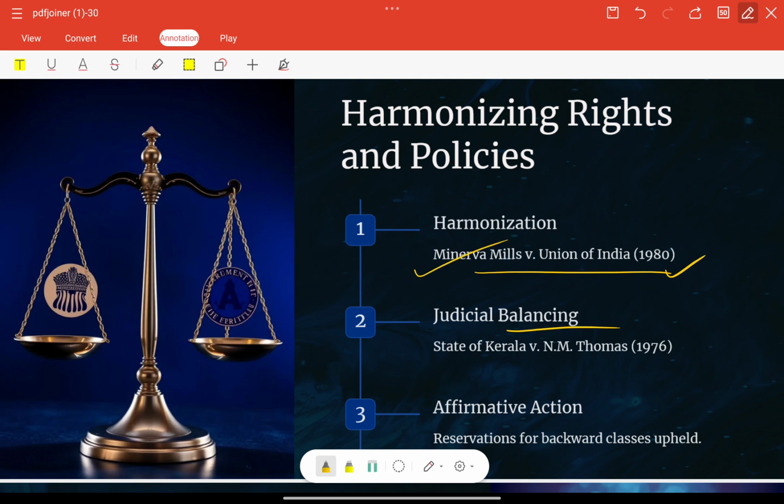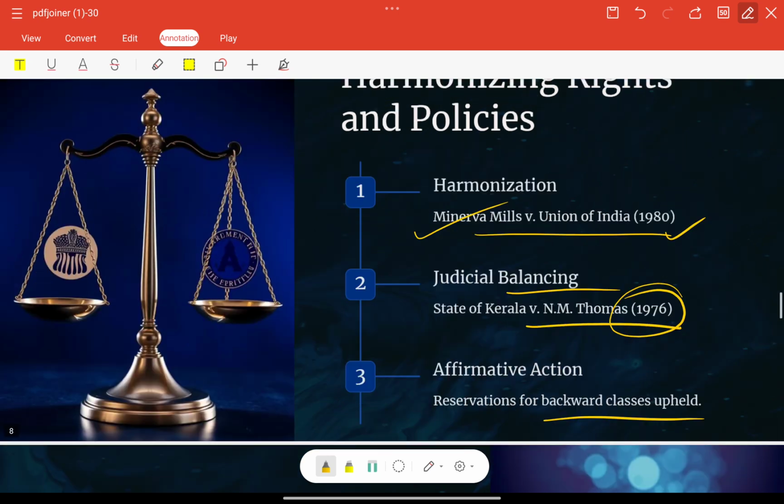Next, judicial balancing here, State of Kerala versus N.M. Thomas case 1976. Affirmative action also is there, reservations for backward classes upholding, right? That is also very important here. So all these are regarding harmonizing rights and policies, especially here.